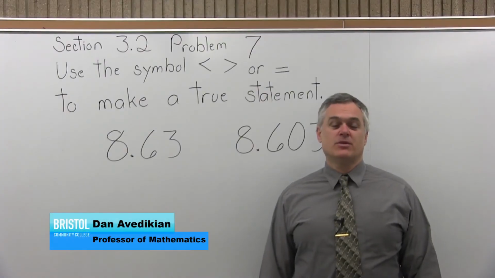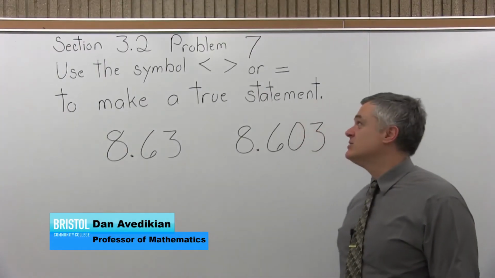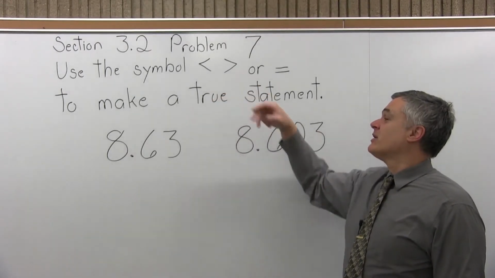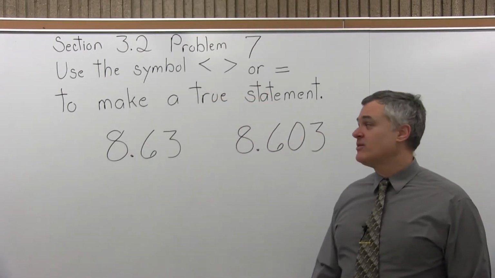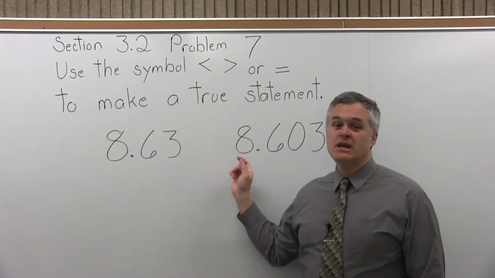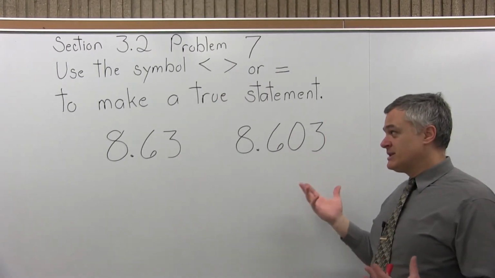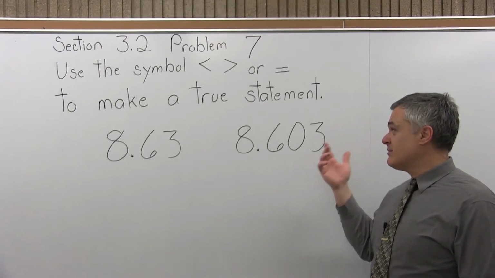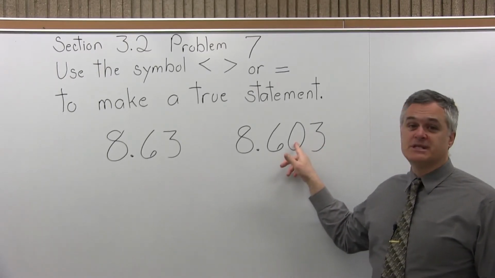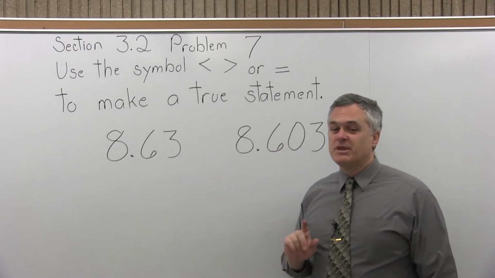This is Section 3.2, Problem 7. It says, use the symbol less than, greater than, or equal to make a true statement. And we have two numbers, 8.63 and 8.603. At a quick glance, you might say they look like they might be the same. This one has more digits, but one of them is a 0, and zeros don't count. But that's not the case.